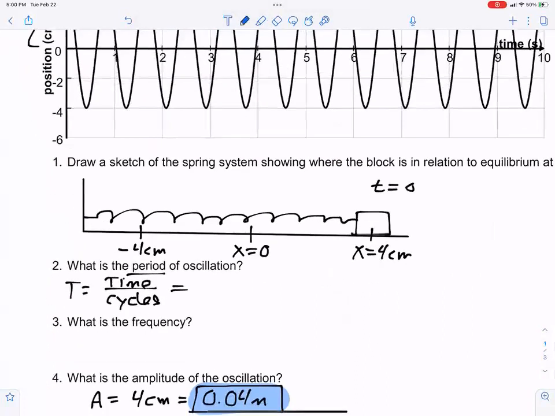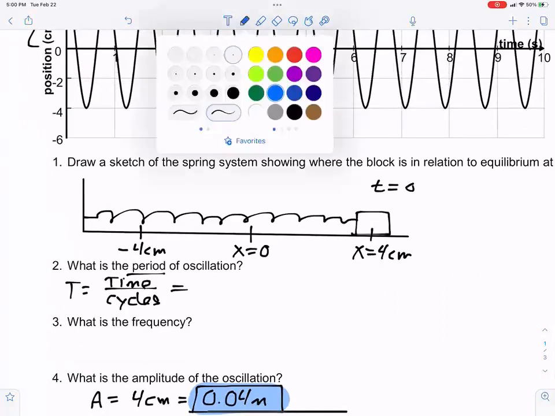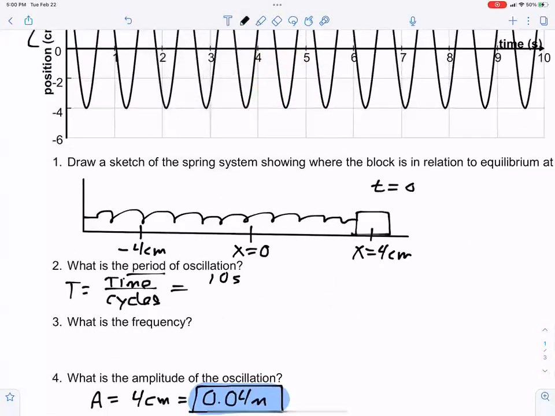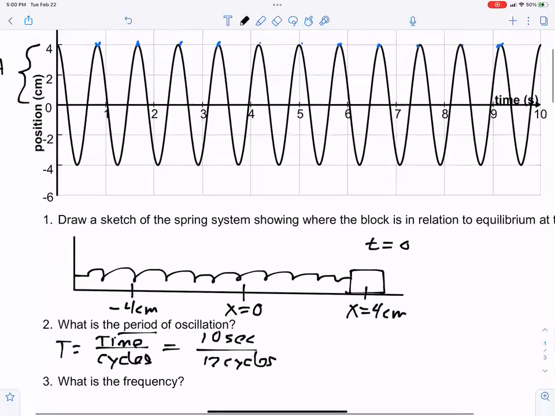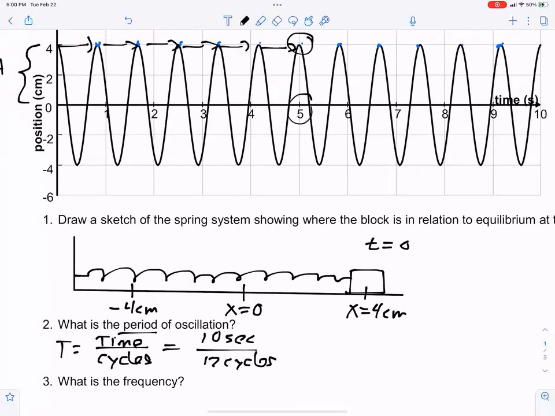Or we could say it's 10 seconds for 12 cycles. Now, you could have done this another way too. You could have gone 1, 2, 3, 4, 5, 6 cycles, 5 seconds. So I could have gone 5 seconds for 6 cycles. Notice this is just a reduced version of 10 over 12.